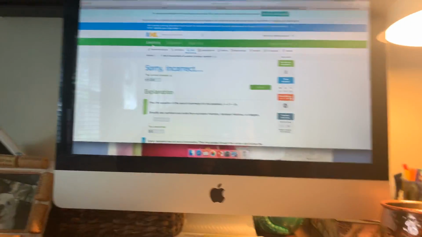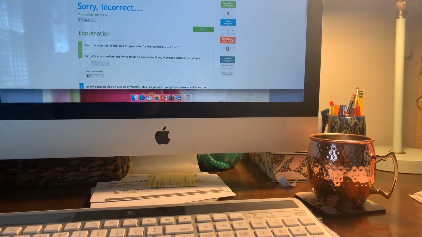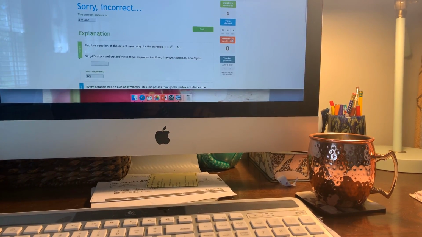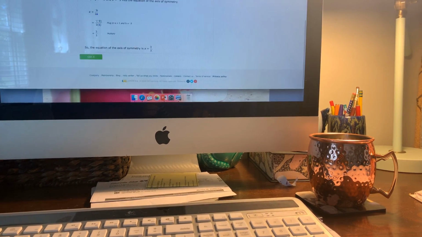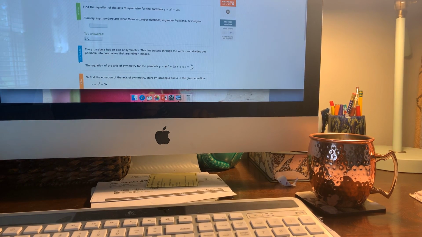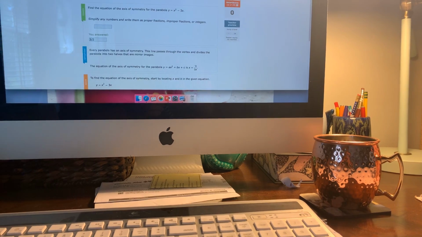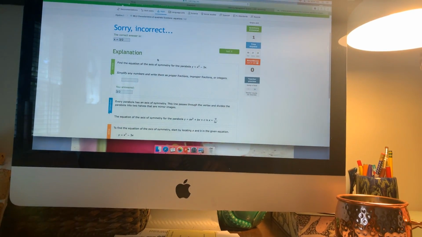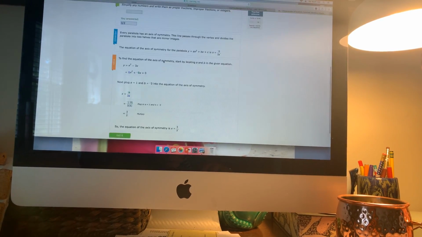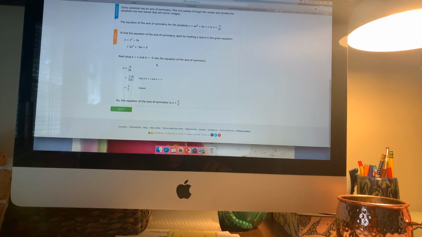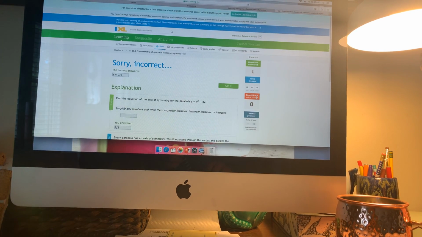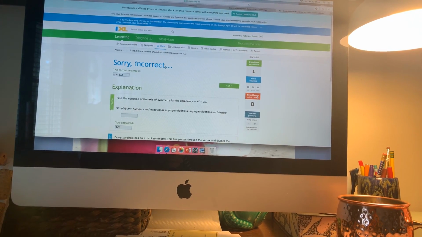What? That's what I put, 3 over 2. Okay, well, this is a good lesson. It says the correct answer is 3 over 2, and I put 3 over 2. I guess I didn't type it in correctly. I don't understand what I did wrong. Oh, there it is. I understand what I did wrong.